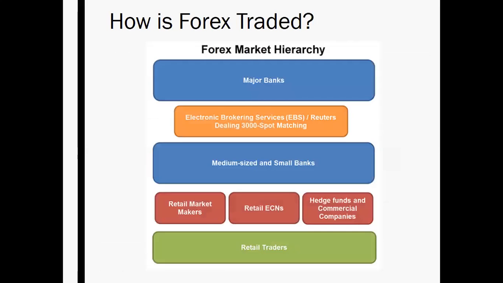So this is the hierarchy. The major banks are ahead, followed by the electronic broking services, followed by medium-sized and small banks. Then we have the retail market makers, retail ECNs, hedge funds and commercial companies, and then we have retail traders. You can just know that for knowing sake.